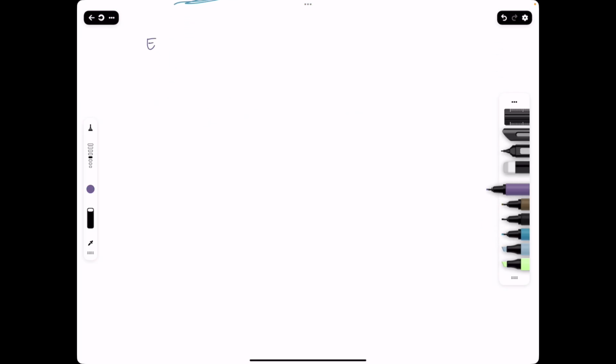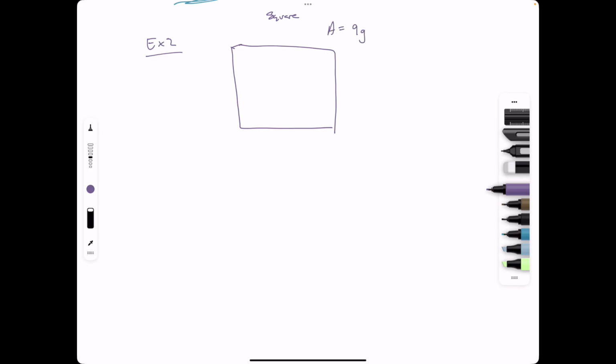Example 2. So if I have a square, that's going to be a square. So ignore that it's not drawn perfectly. The area of the square shown is 9g squared plus 12g plus 4 centimeters squared. All of that is measured in centimeters squared. Find an expression for the length of the side. Find length. That's our goal.